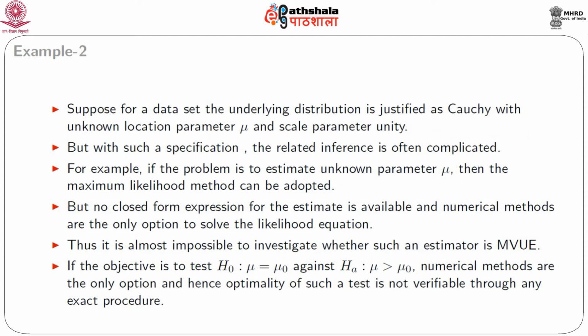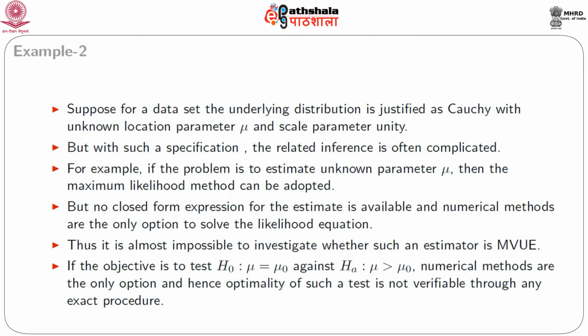So, next we come to our second example. Suppose for a data set, the underlying distribution is justified as Cauchy with unknown location parameter mu and scale parameter unity. But with such a specification, the related inference is often complicated. For example, if the problem is to estimate the unknown parameter mu, then the maximum likelihood method can be adopted. But no closed form expression for the estimate is available and numerical methods are the only option to solve the likelihood equation. Thus, it is almost impossible to investigate whether such an estimator is a minimum variance unbiased estimator or not.